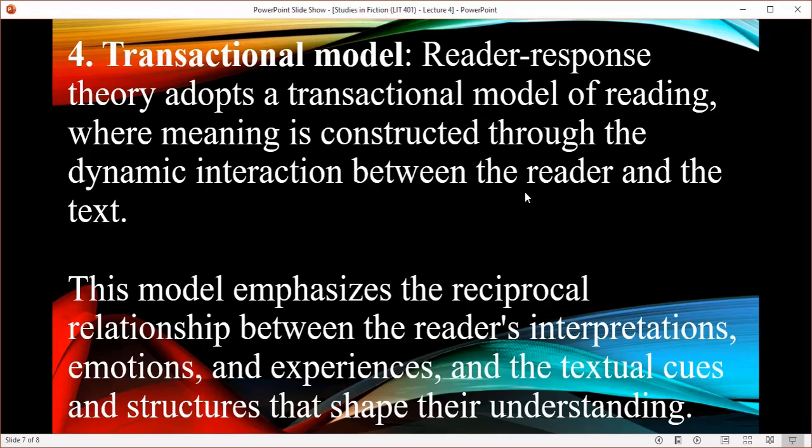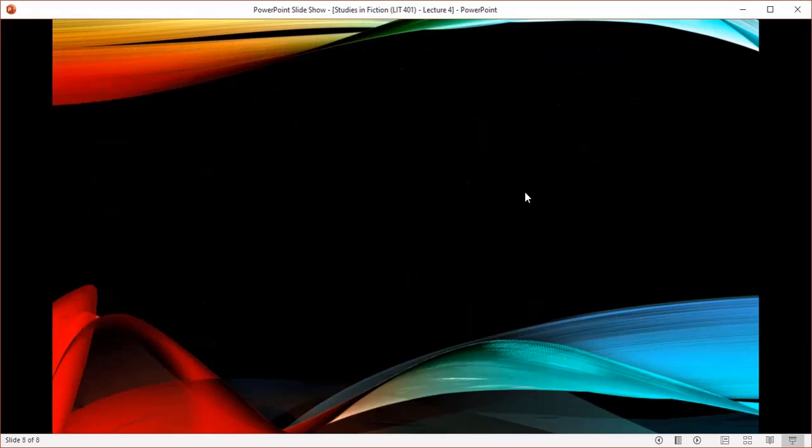So there is a reciprocal relationship between the reader's interpretations, emotions, and experiences, and the textual cues and structures that shape their understanding. The way words are put together will determine the interpretation the reader will give to what he or she has read. So the reader makes use of the information provided to arrive at a conclusion. And while doing that, that means that there is a transaction between the reader and the text.